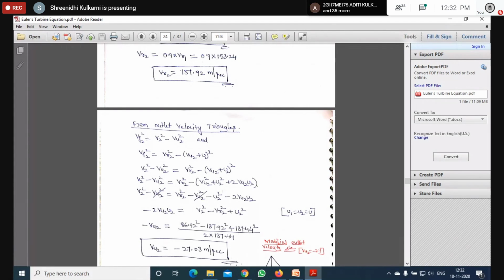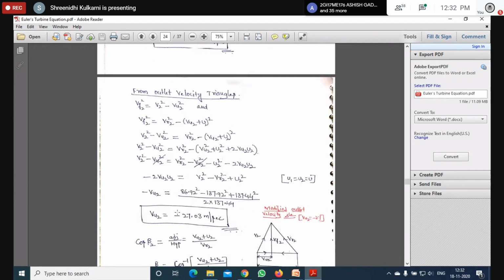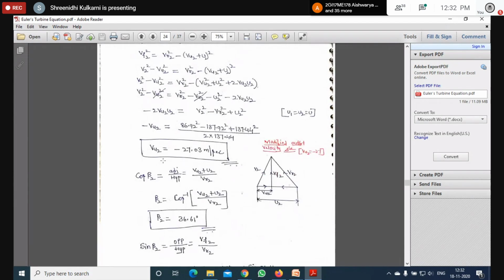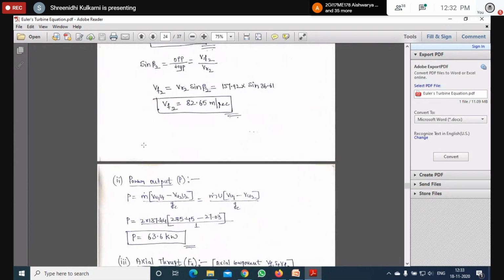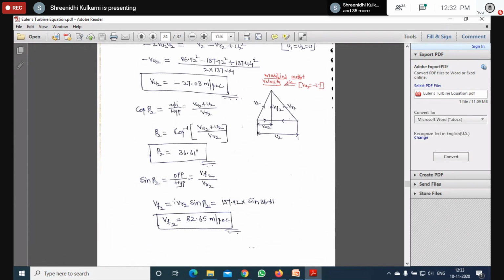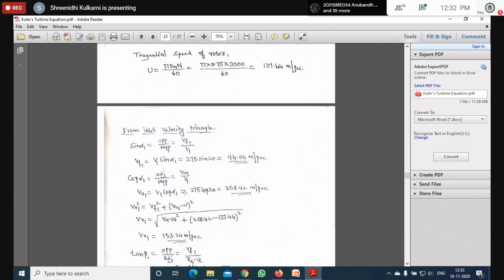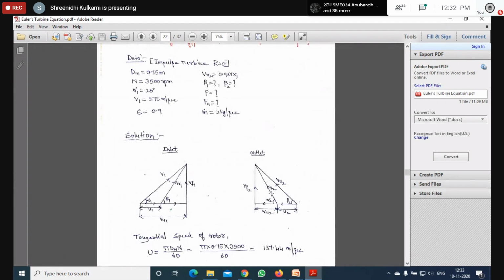But before going to the outlet velocity triangle, here we have to find out VU2. Even in power output we require VU2. Before calculating VU2, this velocity triangle is not suitable, because I don't know VF2 or VU2, and I don't know alpha 2 or beta 2.